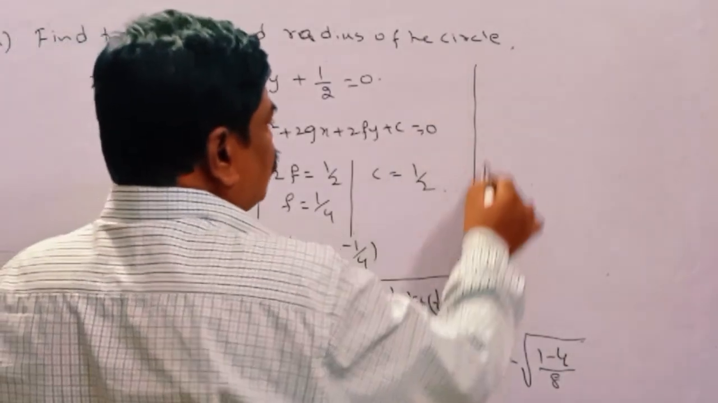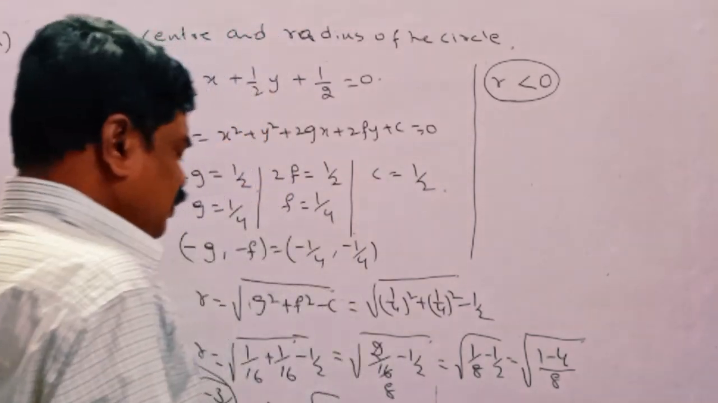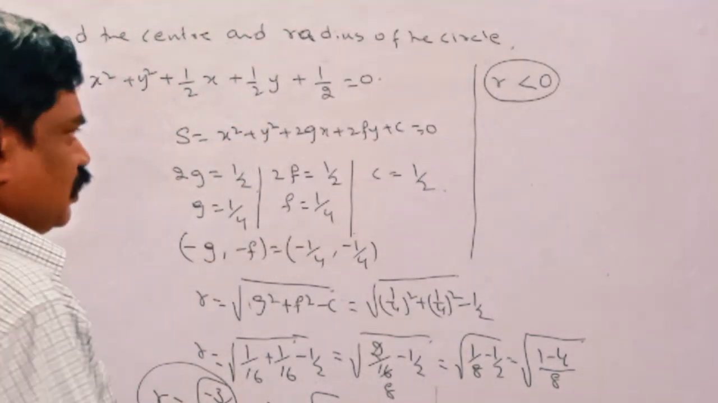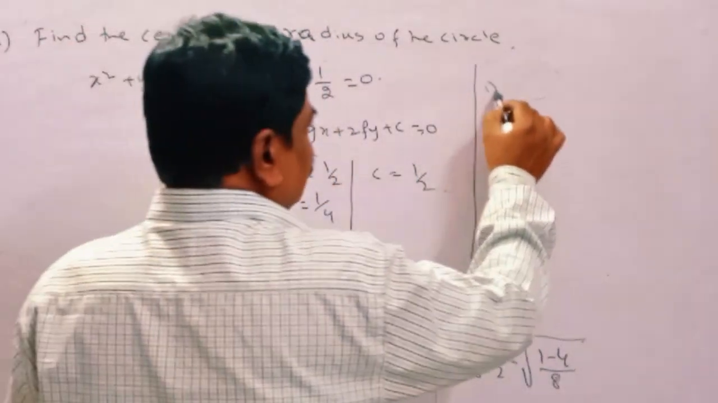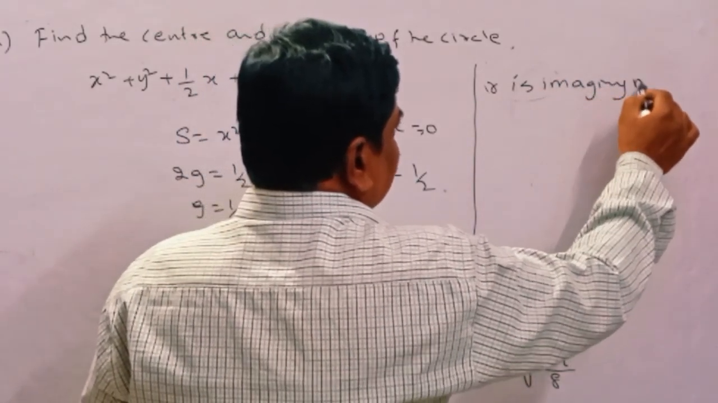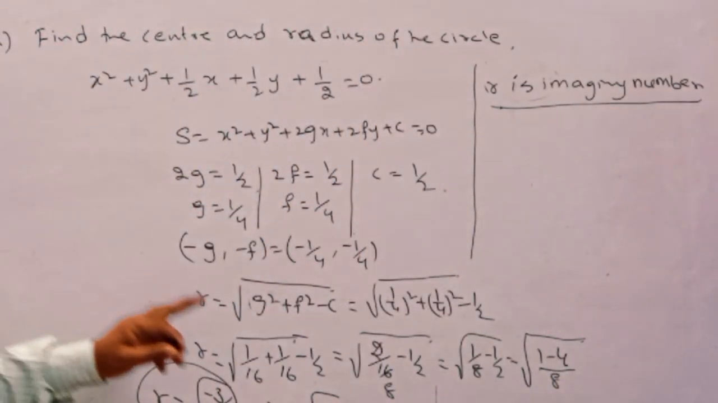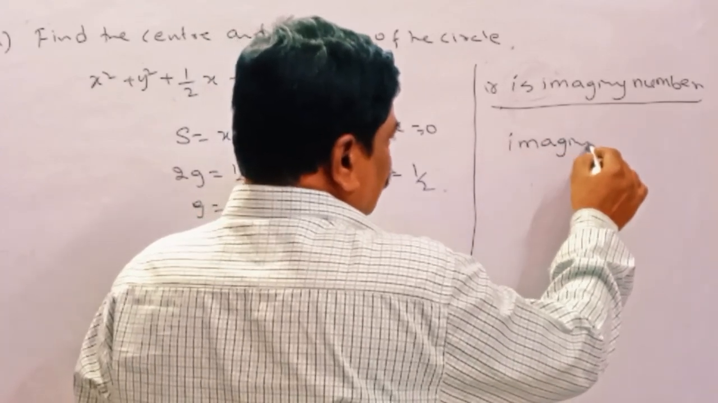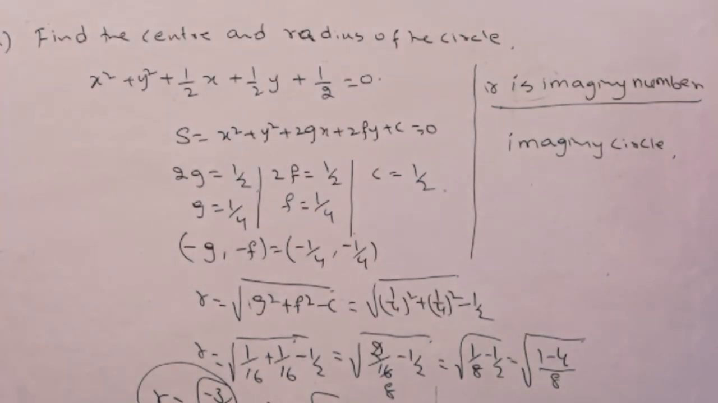So here r squared is less than 0. R is an imaginary number, root over minus 3 is there. R is an imaginary number. In this case, the circle is an imaginary circle. Okay, now we conclude that.